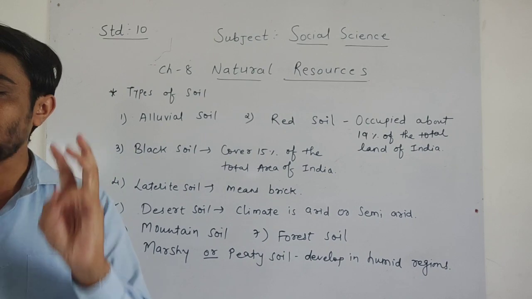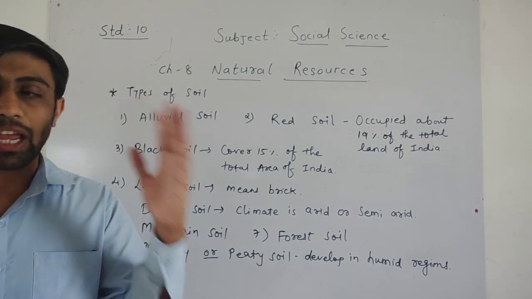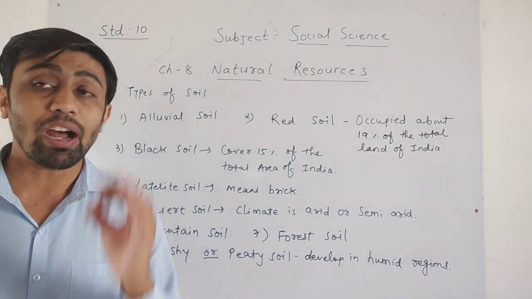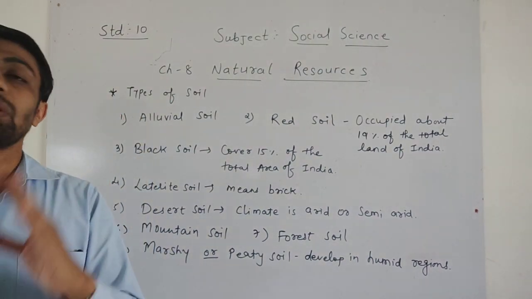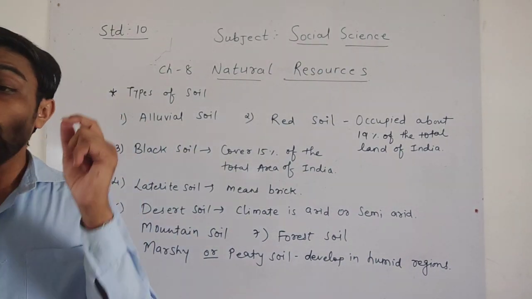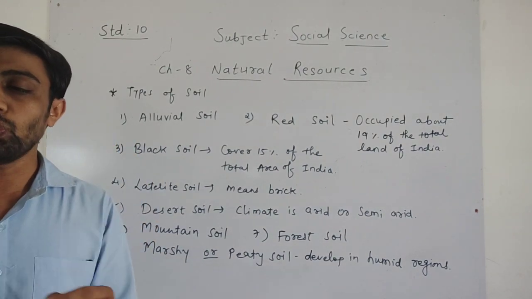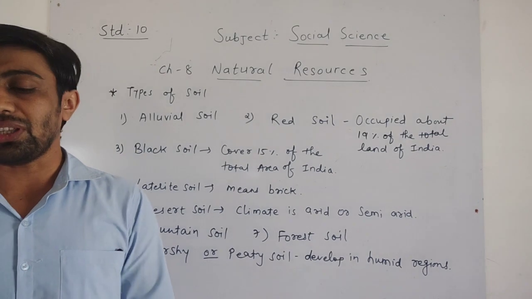Rajasthan, Haryana and Southern Punjab have this type of soil. In Gujarat, dear children, this type of soil is found in Kutch and some parts of Saurashtra. With irrigation facilities, crops like millets and jowar can be cultivated in this soil.